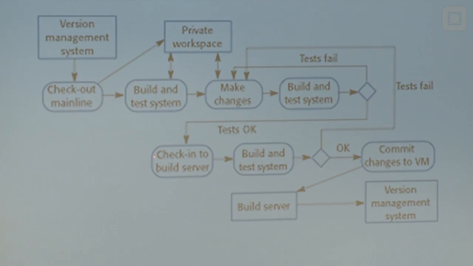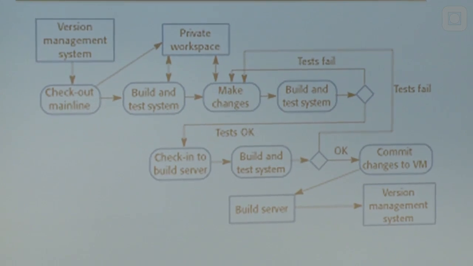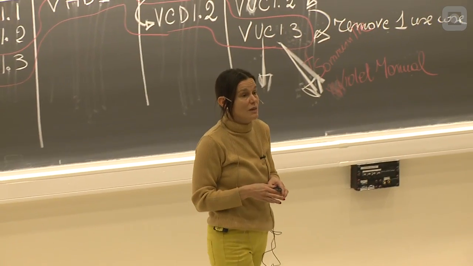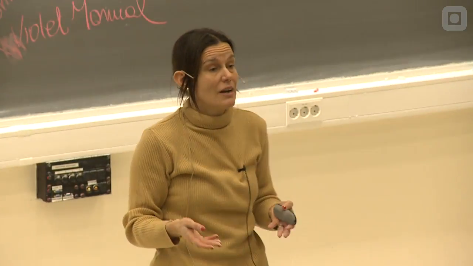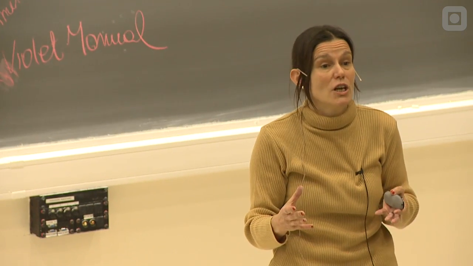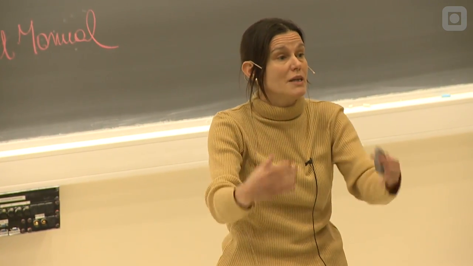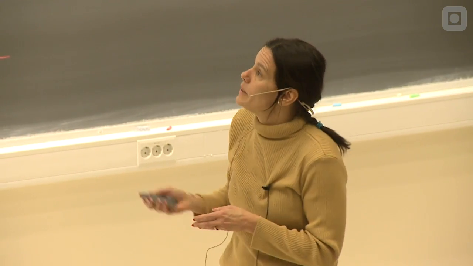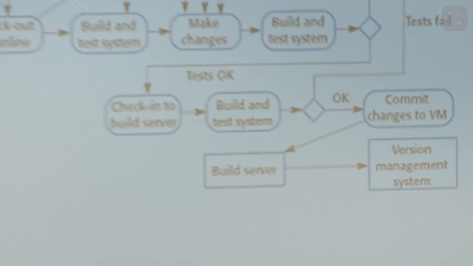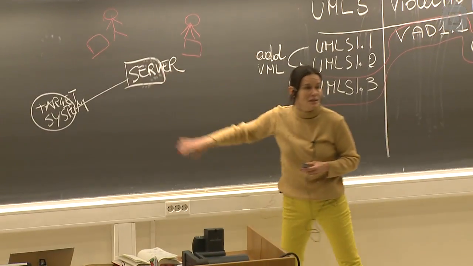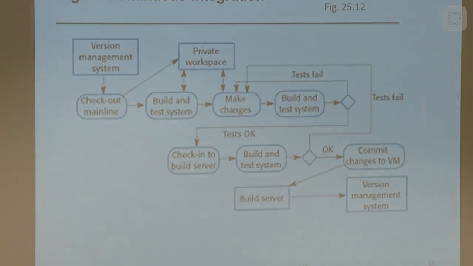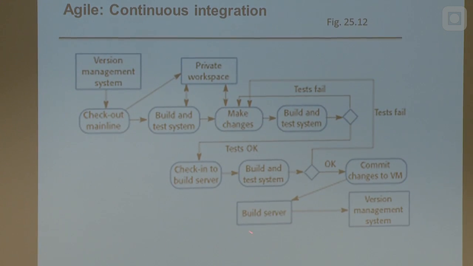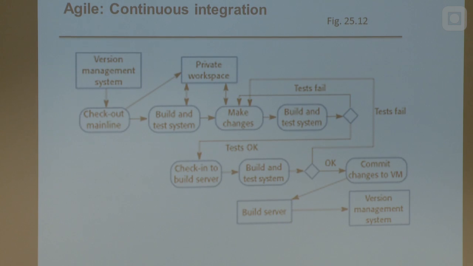When finally the test is okay, I can check in my changes to the build server, this big platform where all the configurations are. I build the system again and run the test again, because I have to check that the changes work not only in my private workspace, but also with respect to all the other files made by the other developers. And then I build and test the system again here on the server. If things are going well here, I can commit my changes to the version management system, and I can say that I have built the server version of my system.